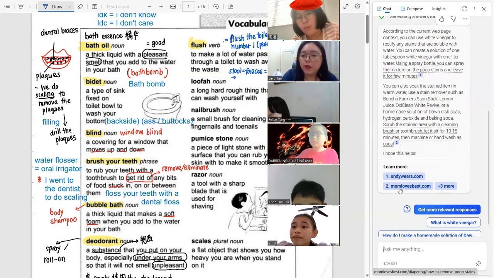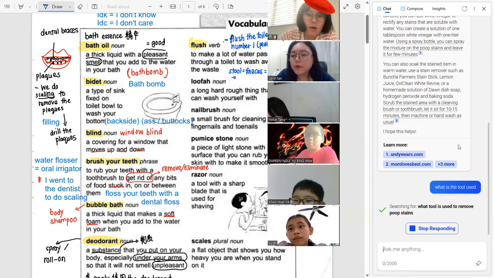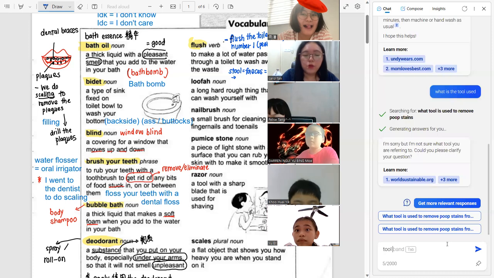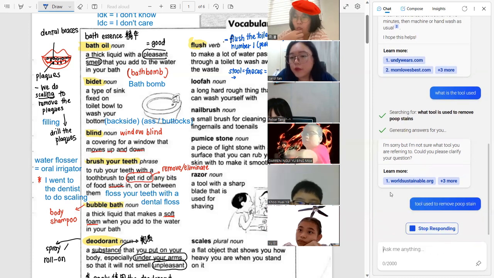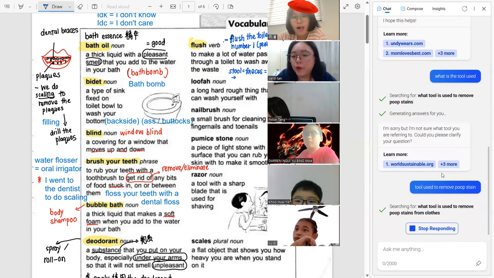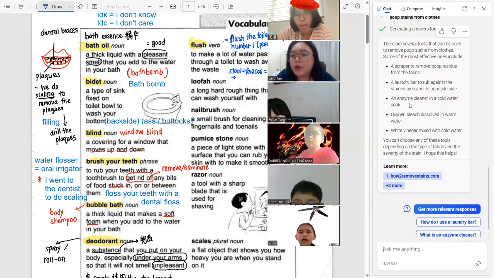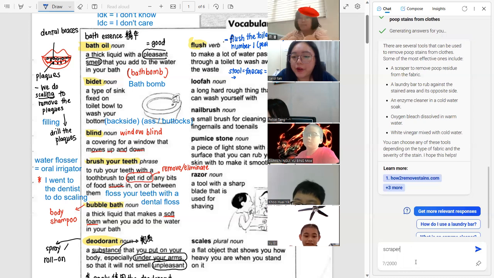What is the tool? Okay, wait a minute. Tool used to remove poop stain. Can you see on the right hand side? You focus on the right. What tool is used? So you all can write scraper. Don't vomit. Okay, I saw you cover your eyes. Scraper. You all can write scraper.